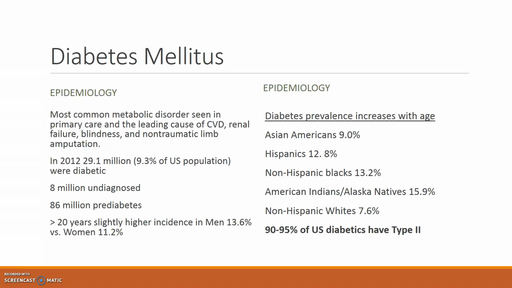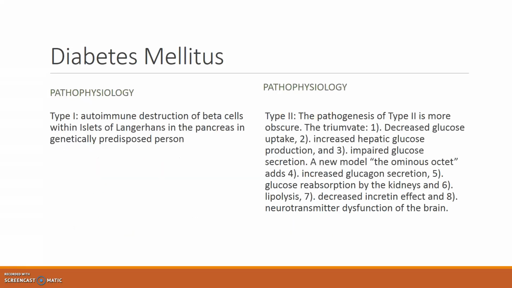After age 20, there's a slightly higher incidence in men, 13.6 versus women, 11.2 to become diabetic. But we do know that diabetes prevalence increases with age. I also want you to take a moment to look at our Americans from different cultures and see the distribution of where you see the most diabetes. That last fact, 90 to 95% of the U.S. diabetics are type 2.